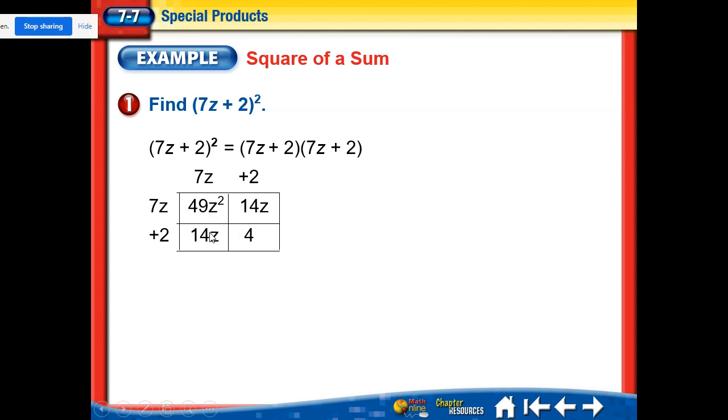Now we still need to go ahead and add like terms, which are these two, and that's where we get the 28z. That's a mistake. It should be 28z here. So 49z squared plus 28z plus 4.